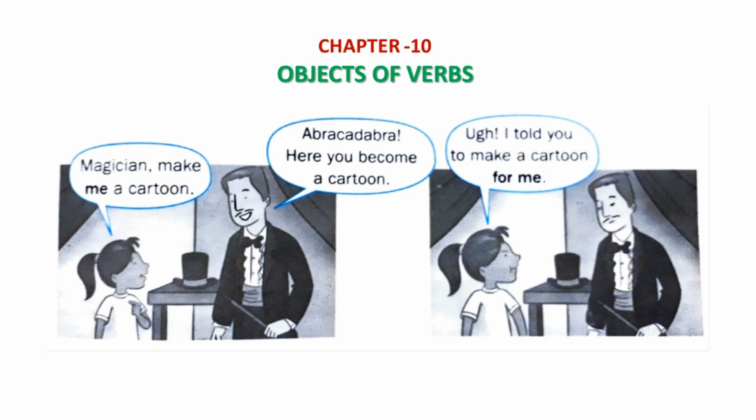What is the problem here? The girl actually asked the magician to make a cartoon for her, but the magician turns the girl into a cartoon. So there was some confusion in the magician's understanding of what the girl said. You will understand how this confusion took place after learning about objects of verbs. So let us learn about objects of verbs.